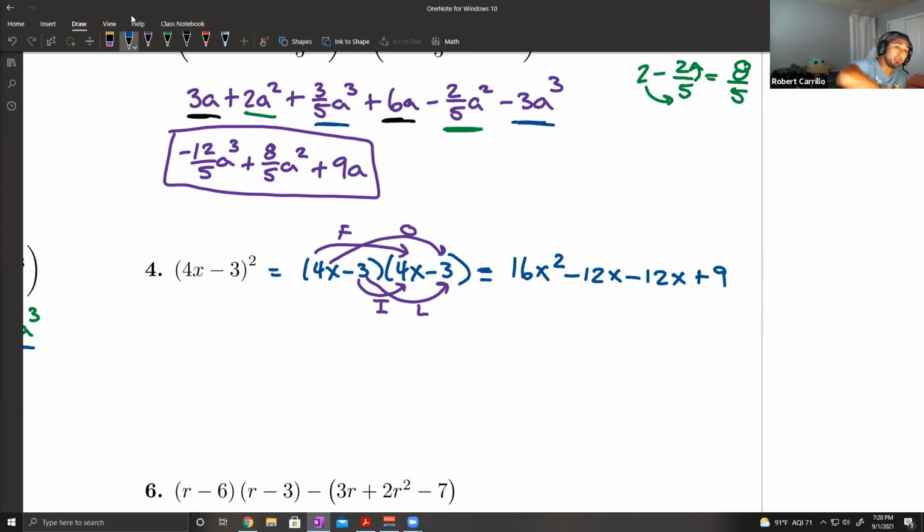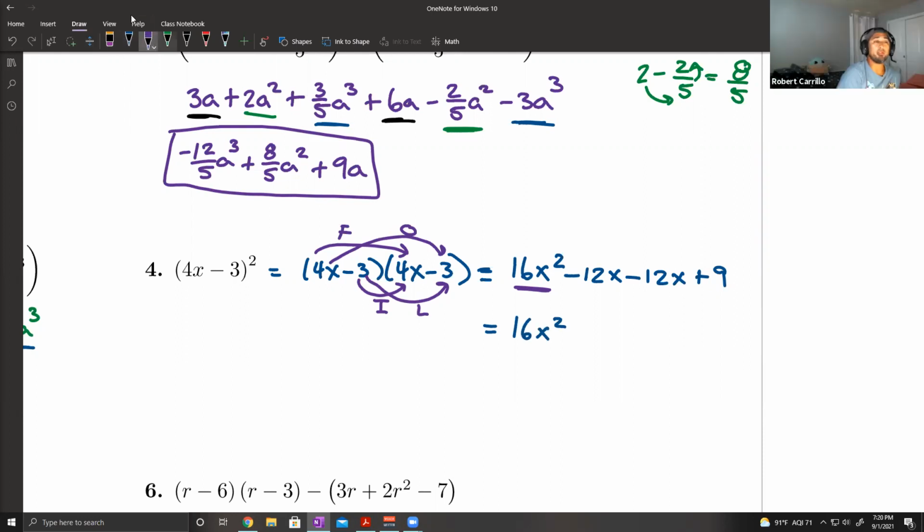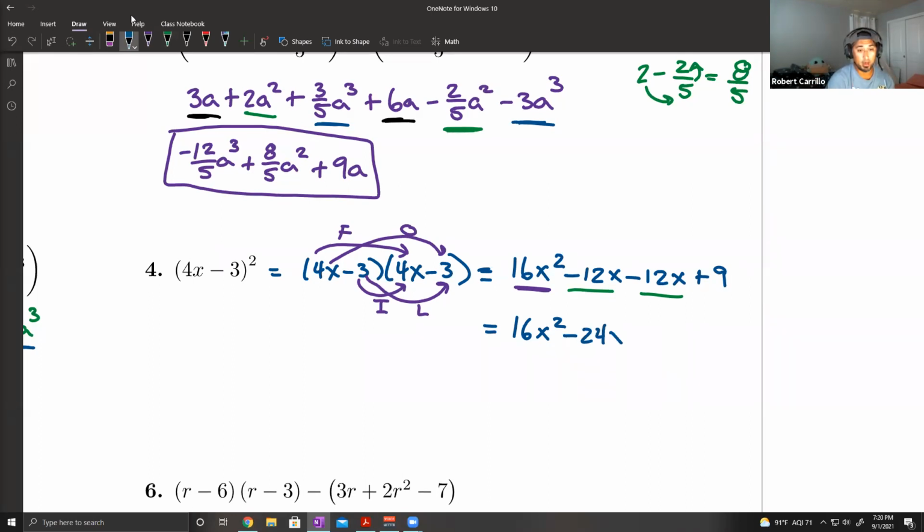Beautiful. And then after you expand and FOIL, you will simplify, just like we did in the last three problems. So we look at the highest power first, of course, 16x squared. Do you see any other x squareds in this problem? No. So that means it comes down. And then we move on to the next terms, negative 12x minus 12x. What does that become? Negative 24x, because it's going more negative, right? So this becomes negative 24x, and what's left over? Nine. There you go. We have successfully FOILed those two polynomials.